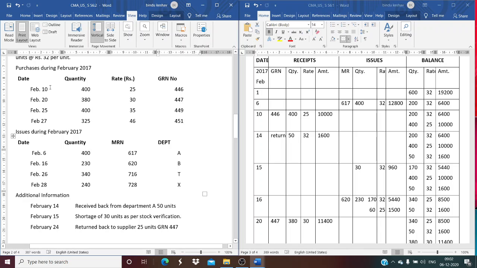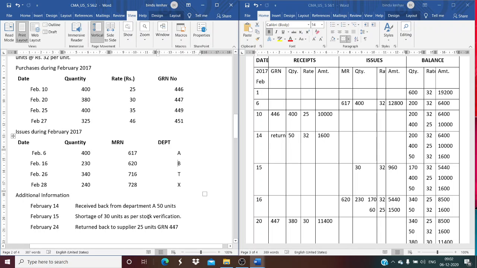The next date is February 14th, received back from Department A 50 units. So we have issued materials to Department A at rupees 32. At the same rate, we are going to receive it back. So receipts, return of goods, it is written in goods received note number 50 units at rupees 32, 1,600. Now the balance will be 200 units at rupees 32, 400 units at rupees 25, and 50 units at rupees 32. And the next date is February 15th.